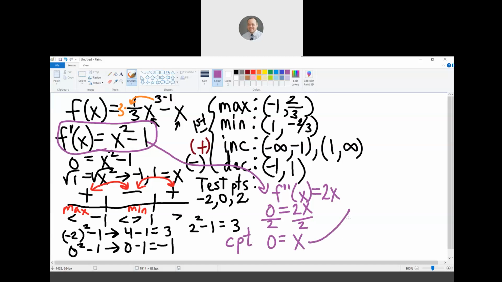So let's plot our critical point on our number line. And our critical point, when we plotted it, split our number line into 2 intervals. So we need 2 test points. Something less than 0, let's use negative 1. And something greater than 0, let's use positive 1.